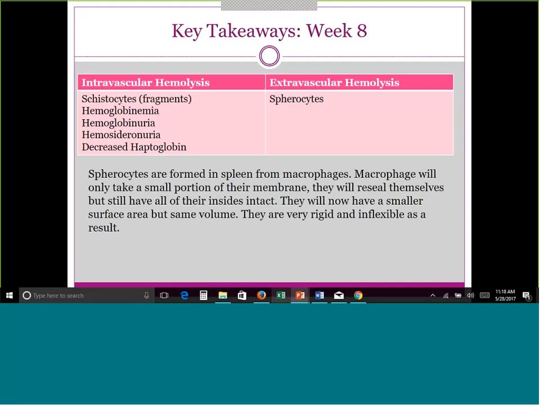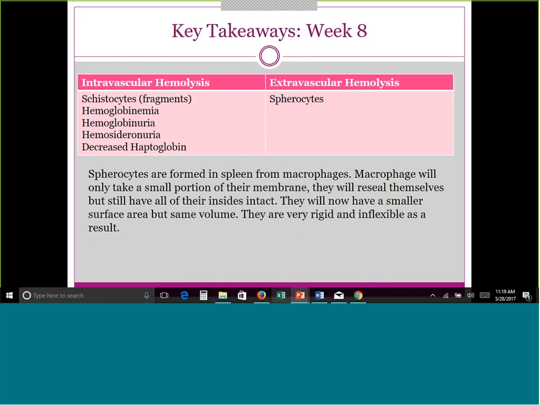All right, and then week 8, we jumped into hemolytic anemias, and that's kind of where we're going to hang out for the rest of our quarter. We started with an introduction to hemolysis and also learned some intravascular hemolytic processes. Next, in week 9, we'll continue, and week 10 will continue on different hemolytics.